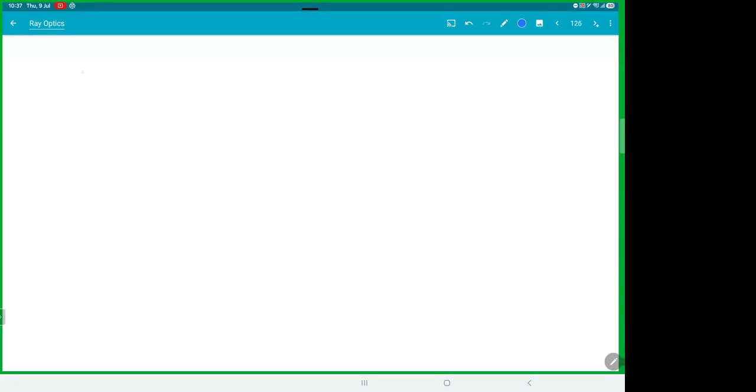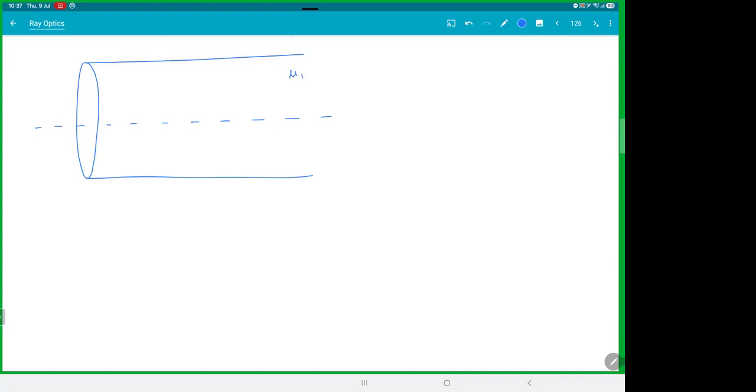I'll just tell you the small theory there. So how does this work? The idea is pretty simple. You send a light ray inside at an angle greater than theta critical. So this is mu1, this is mu2, this is denser, and this is rarer.